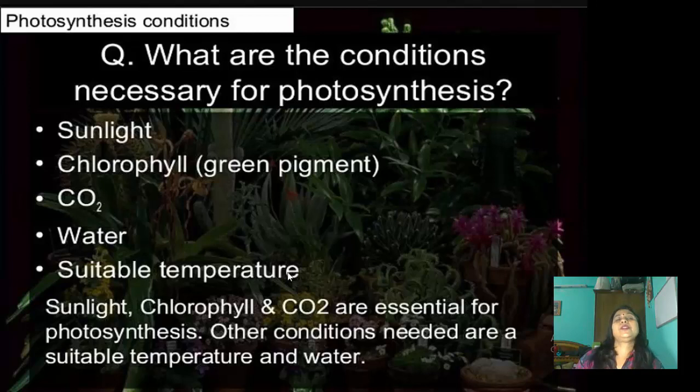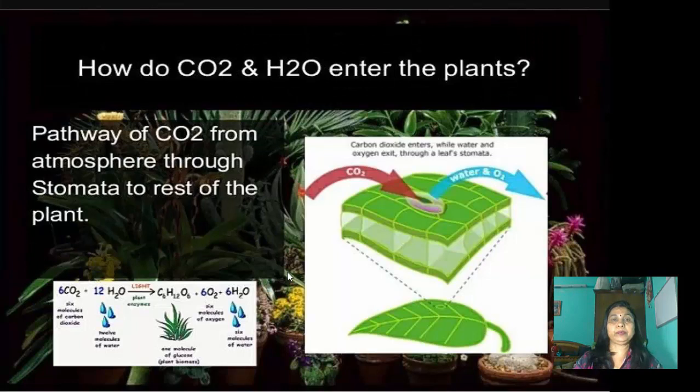Now, what are the conditions necessary for photosynthesis? As I've already told you, the main things are the presence of sunlight, chlorophyll, that is the green pigment which is present in the green plants, carbon dioxide and water, which are the raw materials, and a suitable temperature is also necessary. The sunlight, chlorophyll and carbon dioxide are essential for photosynthesis. Other conditions needed are a suitable temperature and water.